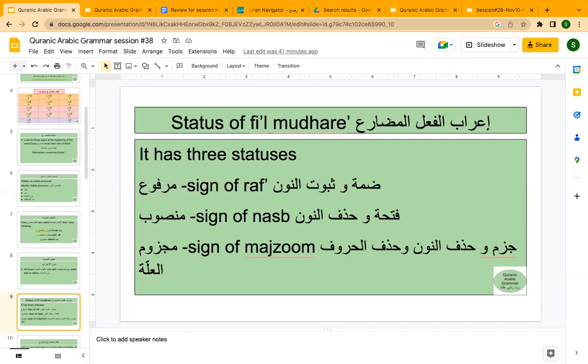Okay, so how is it? It can have three statuses. When we learned our fail madi, we did not go over status at all because it had fixed endings. We did not need to.